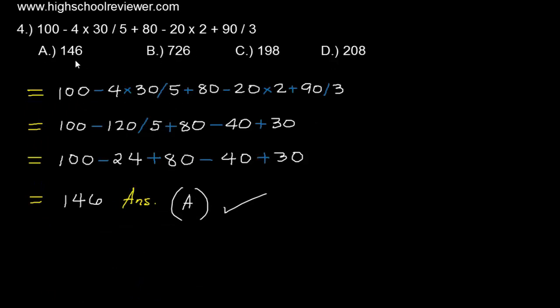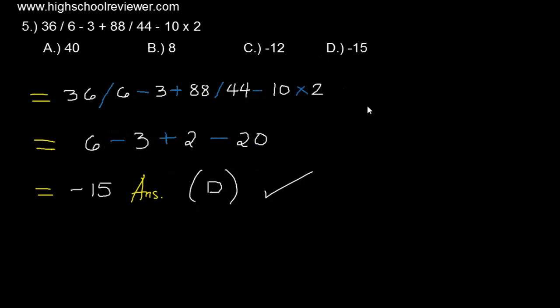For number 4, our problem is 100 minus 4 multiplied by 30 divided by 5 plus 80 minus 20 times 2 plus 90 divided by 3. Again, PEMDAS, but there are no parentheses here nor exponents. So we will just perform multiplication and division from left to right first, followed by addition and subtraction from left to right. Our final answer is positive 146, and this is letter A.